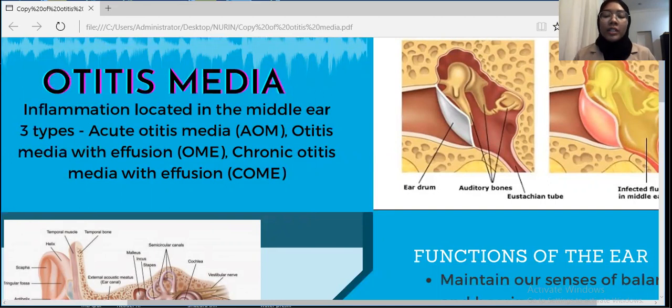For the OME, it contains non-infected fluid in the middle ear caused by the cold, sore throat, and respiratory infection. As for COME, it is caused by eustachian tube dysfunction, and it gives the sensation of fullness in the middle ear and can cause pressure in the middle ear.